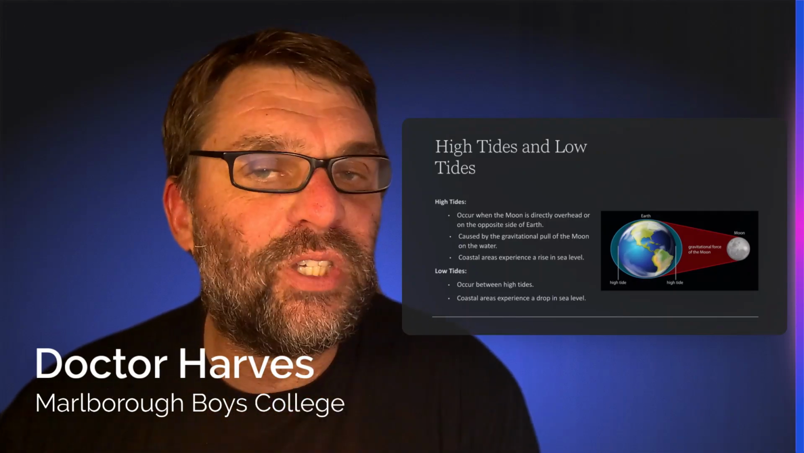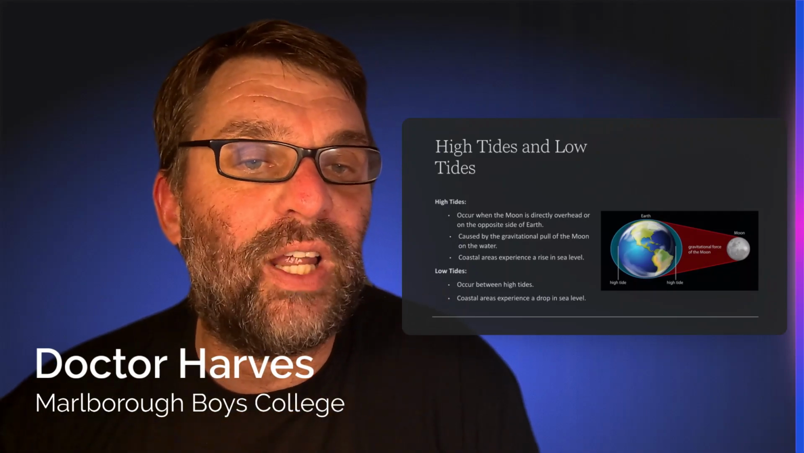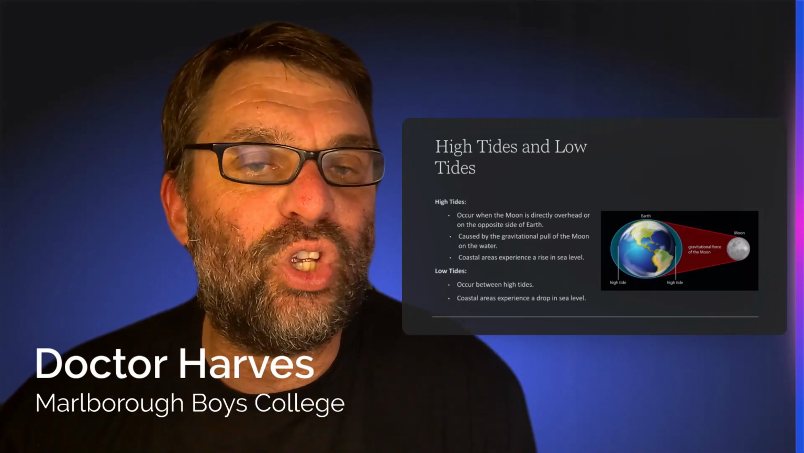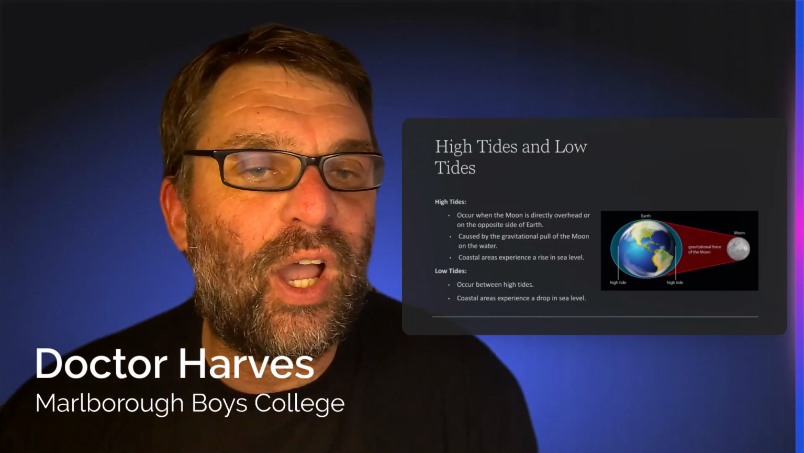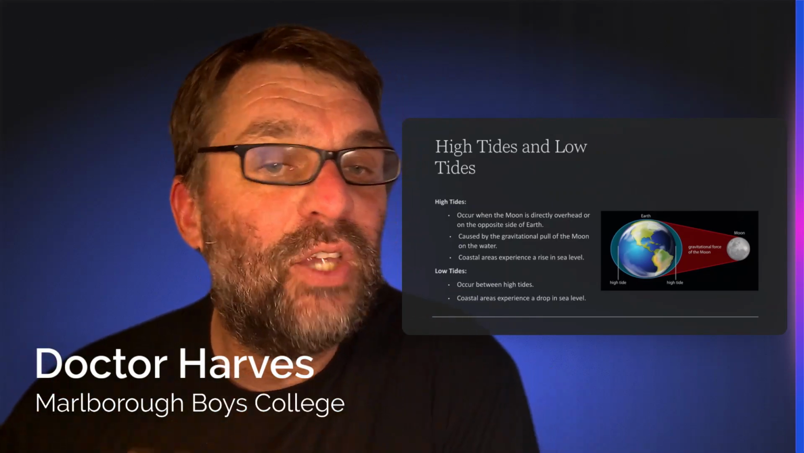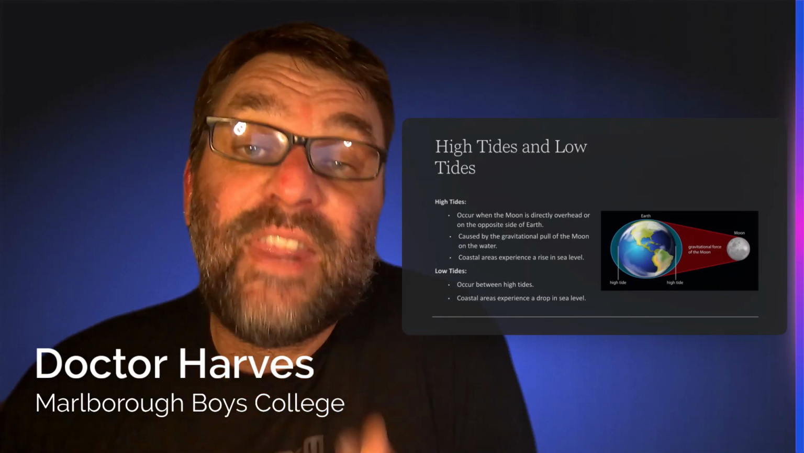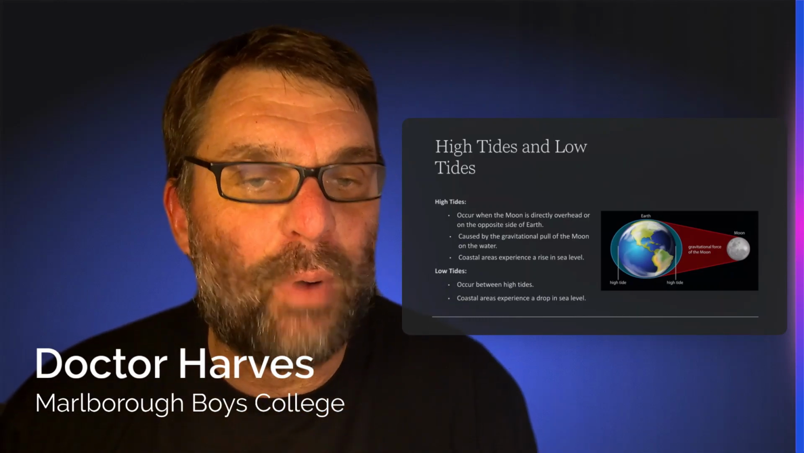However, on the opposite side, inertia, which is the tendency of an object to keep moving in a straight line unless acted on by an external force, dominates. On the far side, the gravitational attraction is weaker because it's further away, so inertia dominates, and the water tries to keep moving away from the Earth, therefore forming that second bulge.